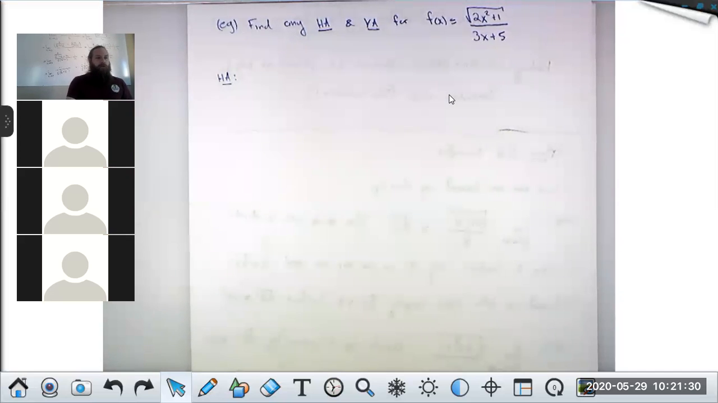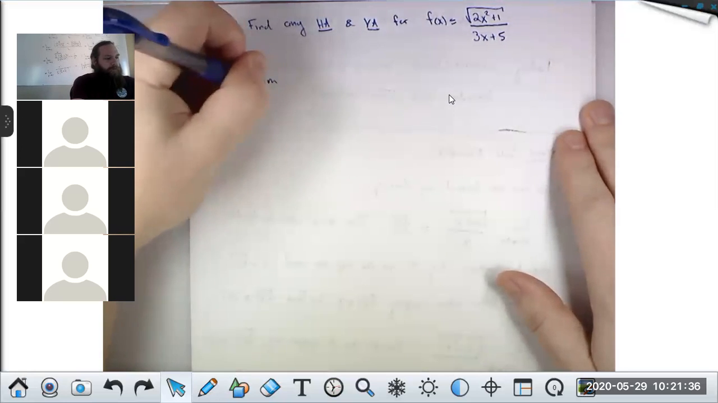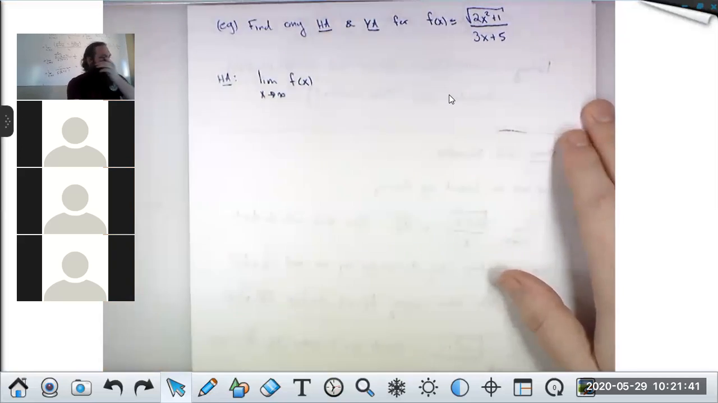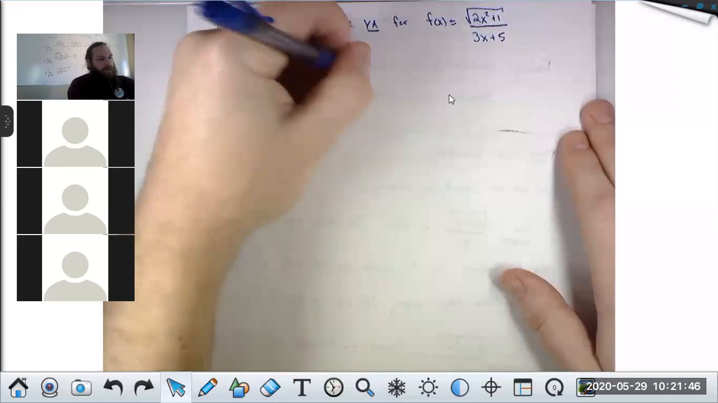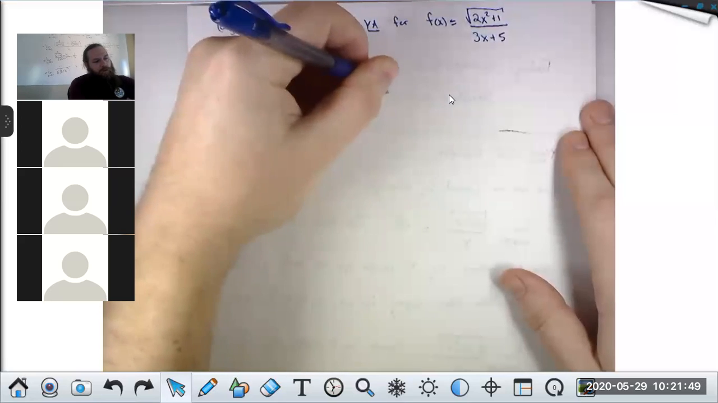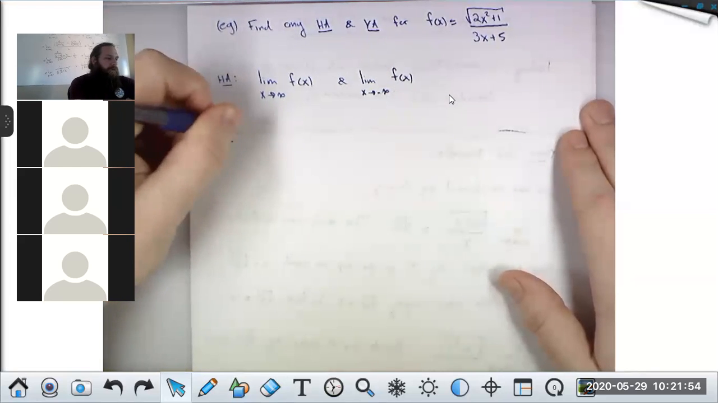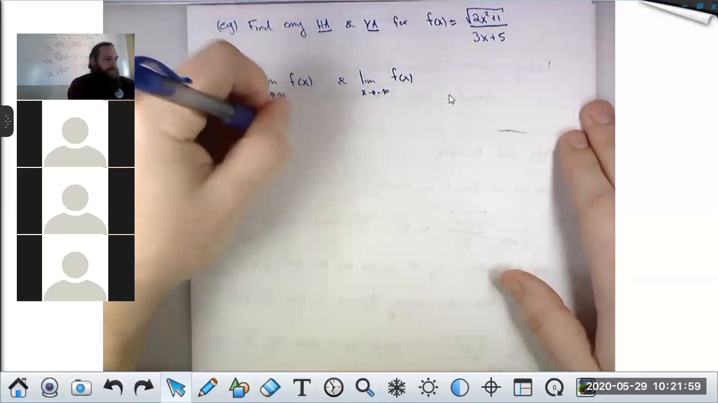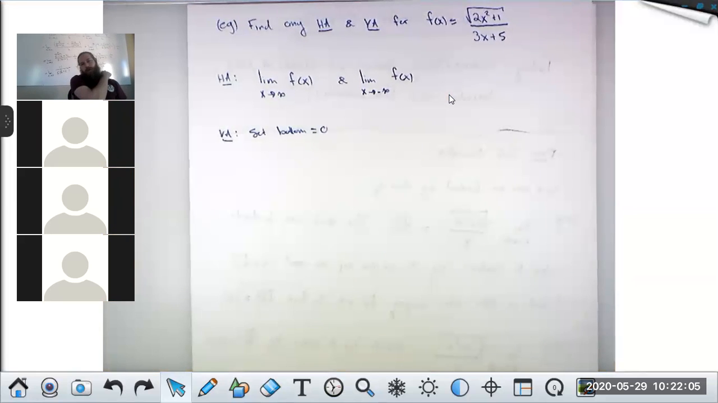So to find horizontal asymptotes, I need to take the limit as x goes to plus infinity of f of x. And I'll also need to take the limit as x goes to negative infinity of f of x. And to find vertical asymptotes, I need to see what makes the bottom equal to 0. I think finding the vertical asymptotes is a little bit easier, so let's do that first.